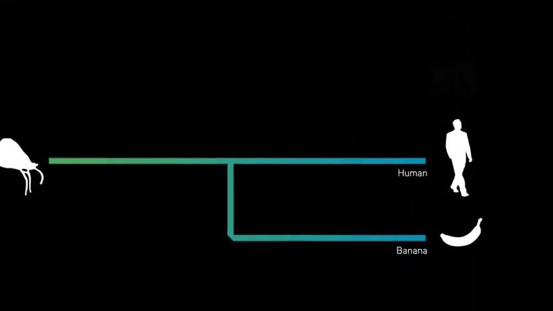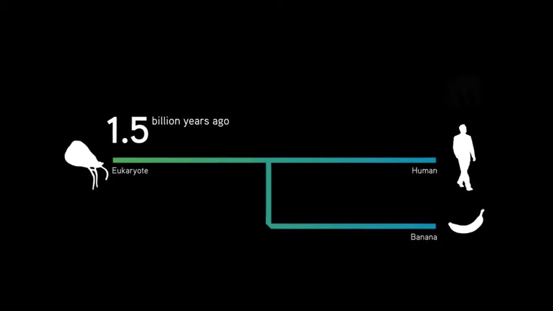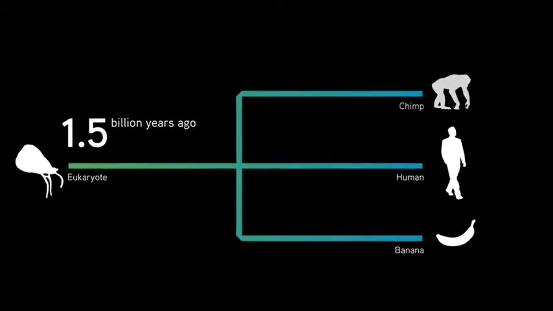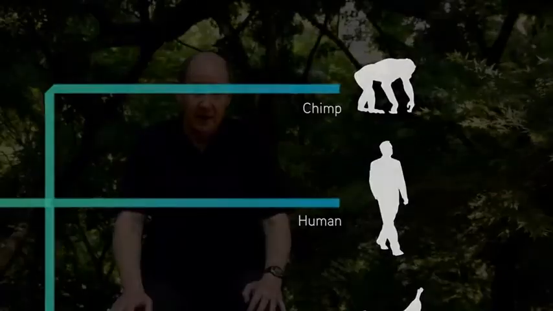Now, that ancestor probably lived about 1.5 billion years ago and was an early form of eukaryote. But you and chimps also share a common ancestor. That ancestor lived much closer to today, a mere 7 million years ago, which is just an eye blink in geological time.